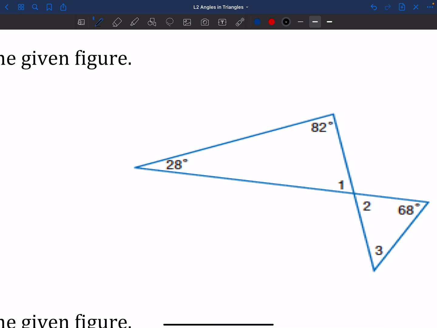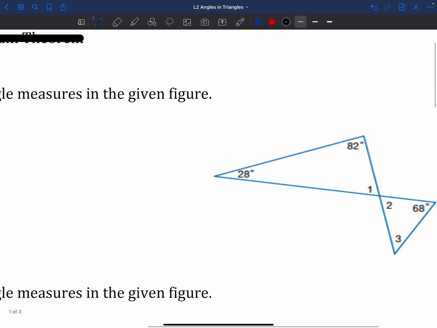In this first one that we're looking at, we've got some angles that are given, and it's asking us to find angles 1, 2, and 3. A lot of times what's best to do is to start with the angle labeled 1 and then keep on going after that. So let's take a look.